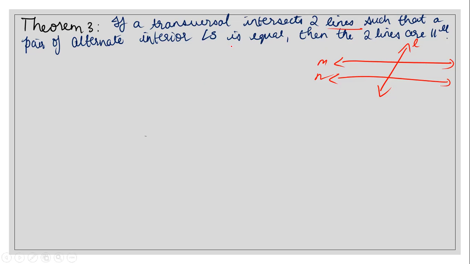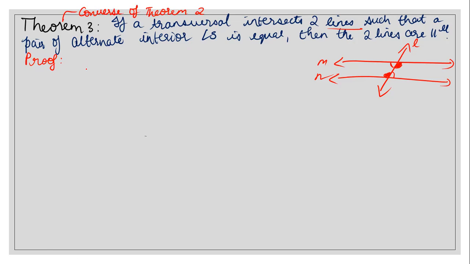So now referring back to the statement, if a transversal intersects two lines such that a pair of alternate interior angles are equal, that means if these two angles are equal and these two angles are equal, then we can say that these two lines are parallel. That means M and N are parallel in this case. So let's see how to prove this statement. Proof. And by the way, this is actually a converse of theorem 2. What is converse? Converse means opposite.